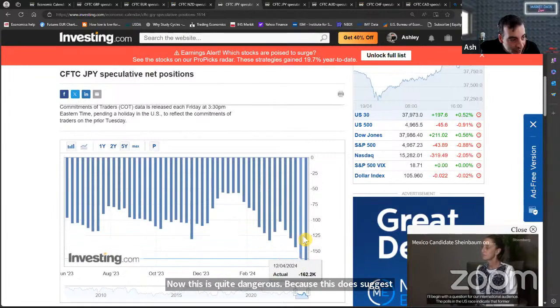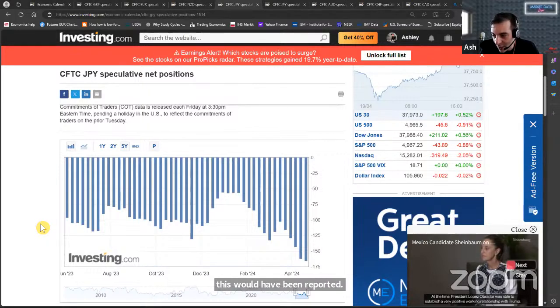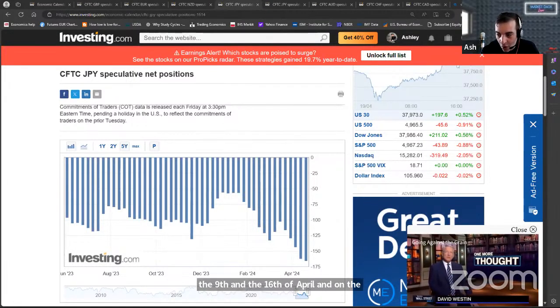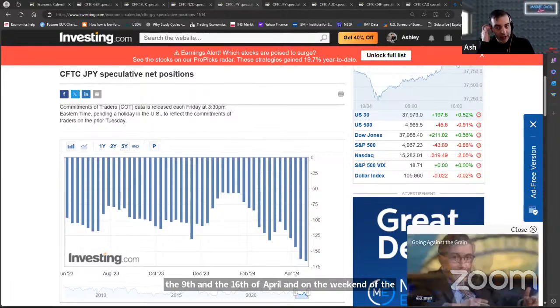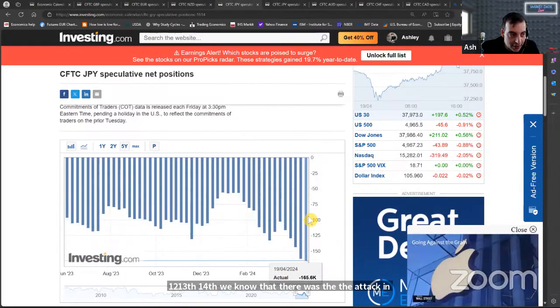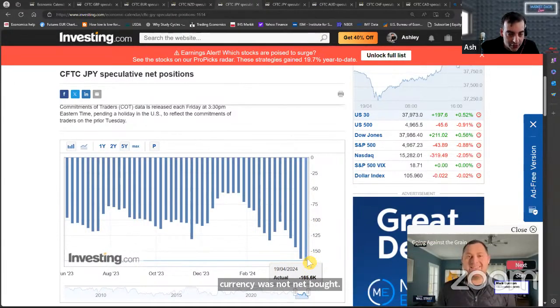And this would have been reported Tuesday to Tuesday, which means it was reported between the 9th and the 16th of April. And on the weekend of the 12th, 13th, 14th, we know that there was the attack in the Middle East. And yet the yen as a safe haven currency was not net bought from the speculators.